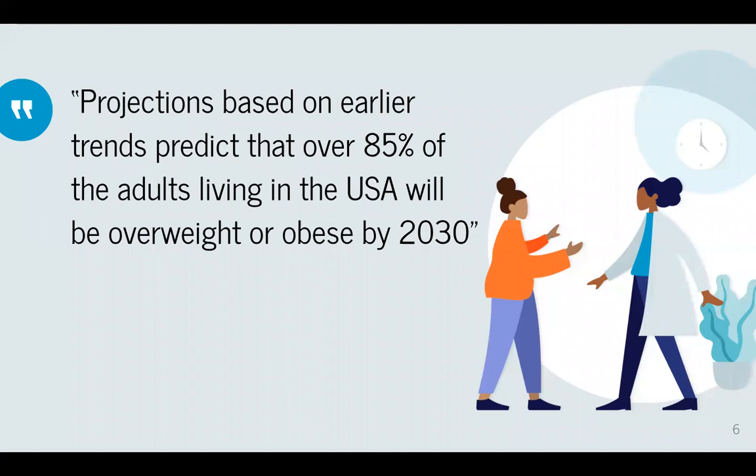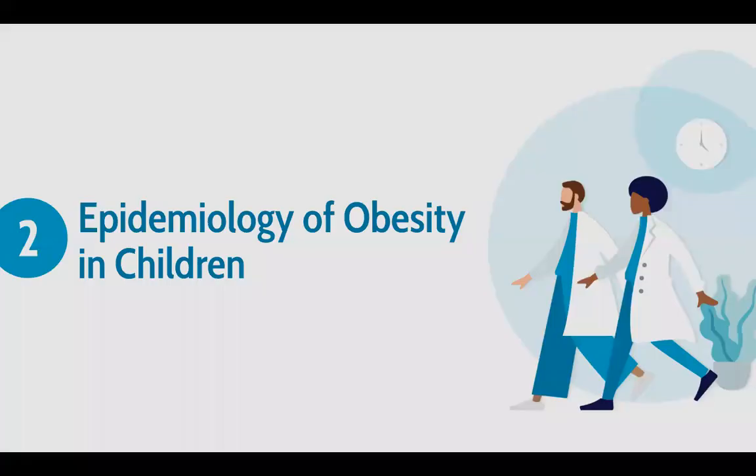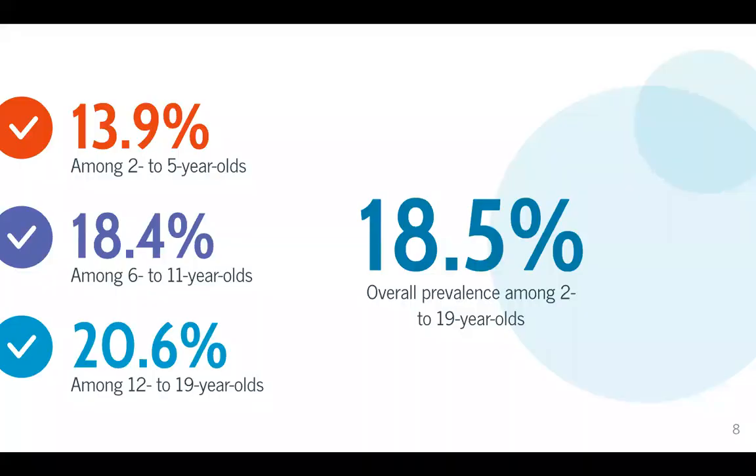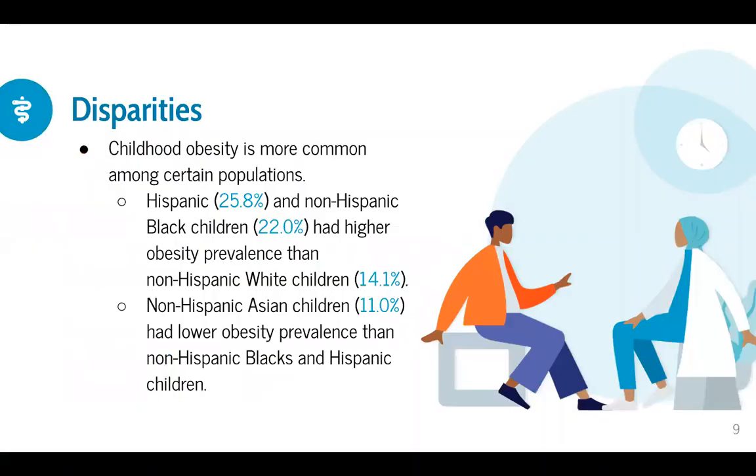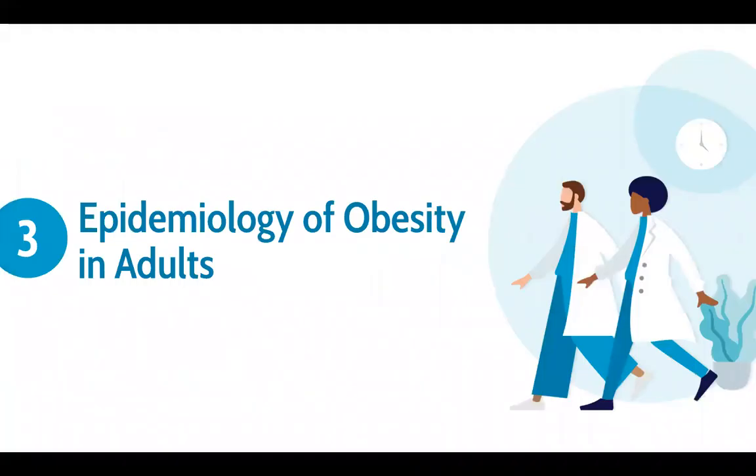Our growth trends are increasing, whereas other developed countries' growth trends are leveling off. Data from the CDC shows that 18.5% of children and adolescents are obese, which equates to about 13.7 million individuals. This slide also breaks the issue down by age. Notable disparities exist within childhood obesity. For example, Hispanic and non-Hispanic Black children had higher obesity prevalence than non-Hispanic white children.